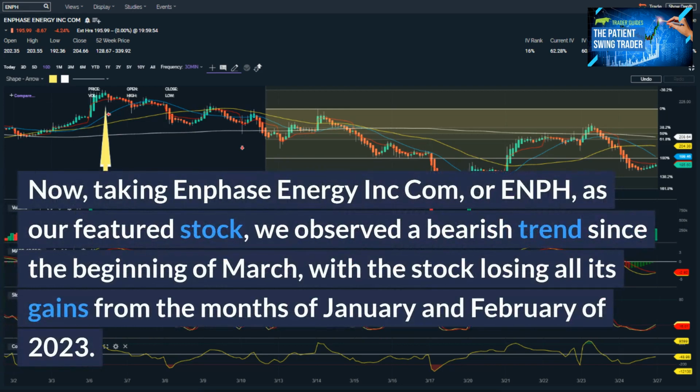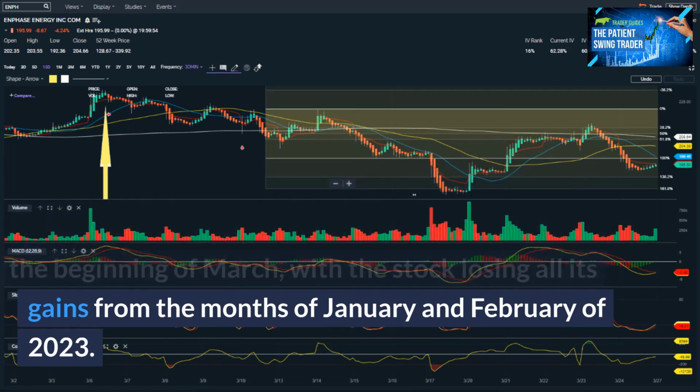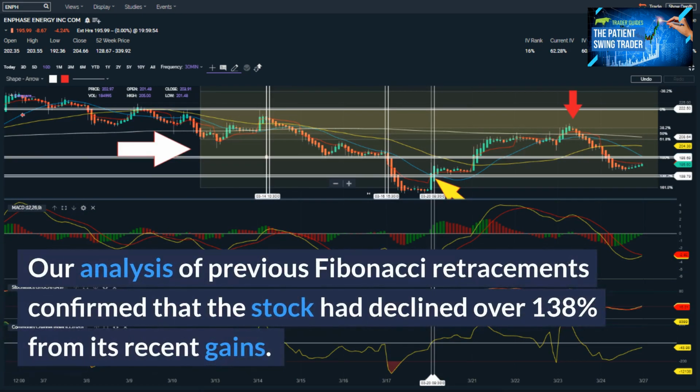Now, taking Enphase Energy Inc. or ENPH, as our featured stock, we observed a bearish trend since the beginning of March, with the stock losing all its gains from the months of January and February of 2023. Our analysis of previous Fibonacci retracements confirmed that the stock had declined over 138% from its recent gains.